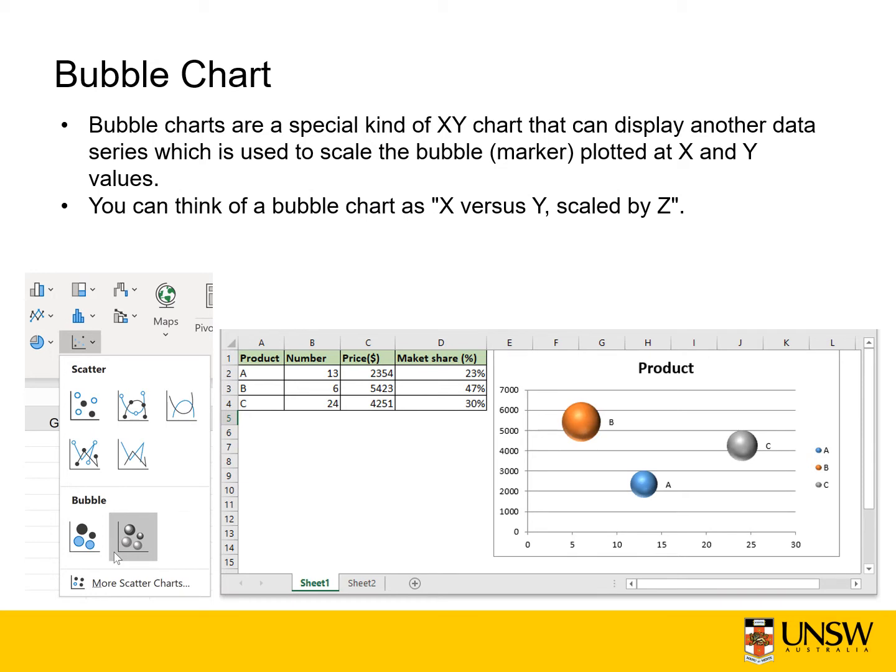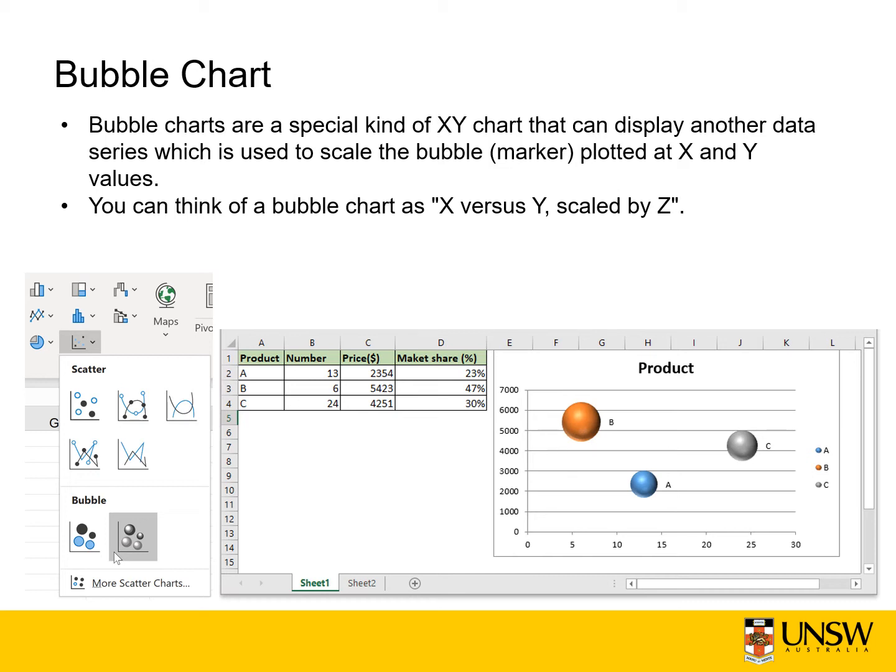A bubble chart is like a scatter chart, but it can accept a third series to specify the size of the bubbles. As you can see here, we have three products and we have three factors for each one, including product quantity, price, and market share. The x-axis shows the quantity of each product, the y-axis shows the price, and the size of each bubble shows the market share.